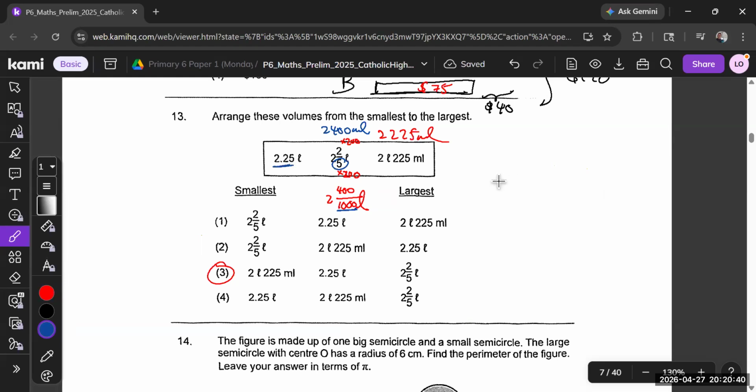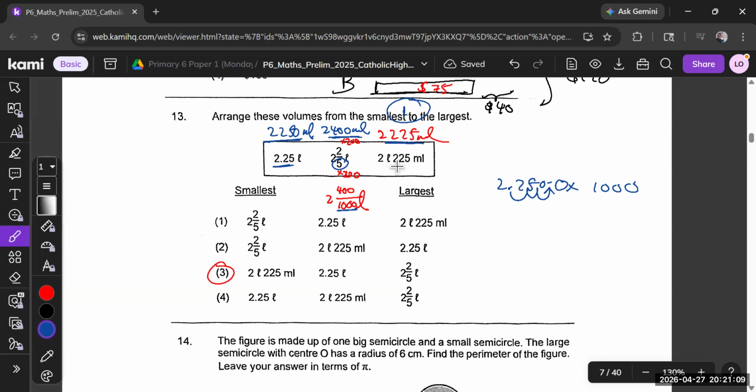Then how about this 2.25 liters? 2.25 liters you times 1000. Shift the decimal point 3 times. 2 and 3. And then put the 0 in the empty basket, behind the decimal point. So you will get 2250 ml. Okay? So once you have changed into all whole numbers already, then you can compare. So which is the smallest? The smallest is this one. Okay, this is your smallest.